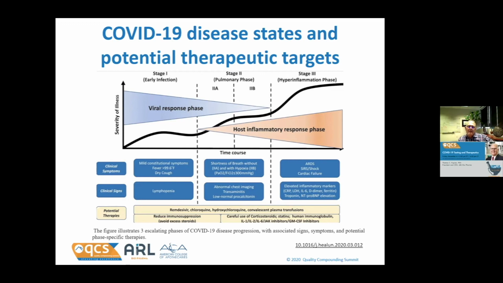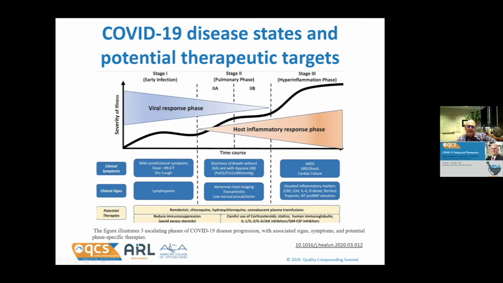This slide I thought was interesting because it shows the escalating phases of the virus disease as it progresses through time. And so this disease progression with associated signs and symptoms, and then the potential phase specific therapies. And so we took this from this particular journal. You note the symptoms and then the clinical signs and then the potential therapies.